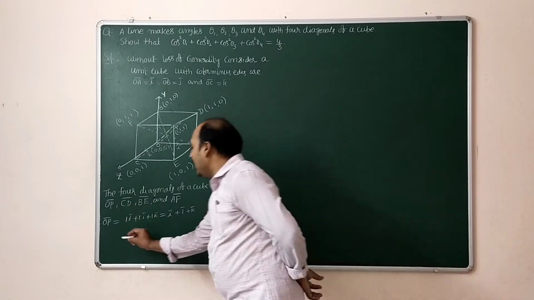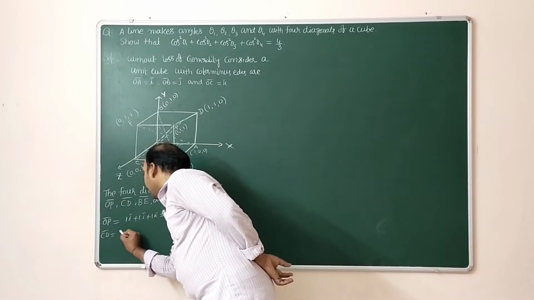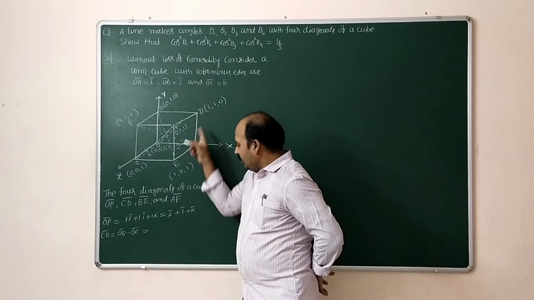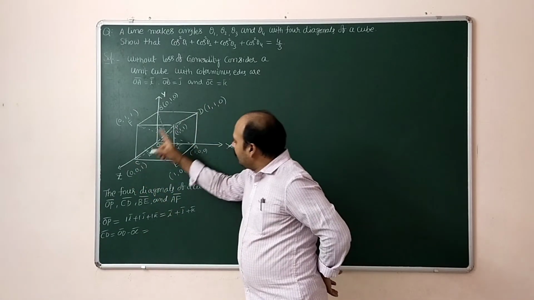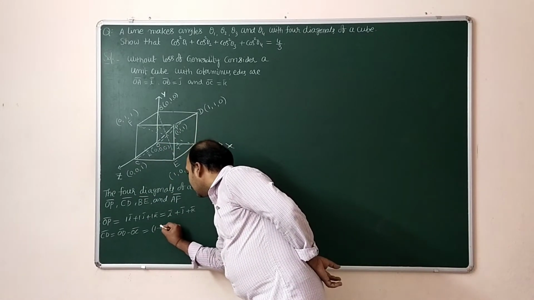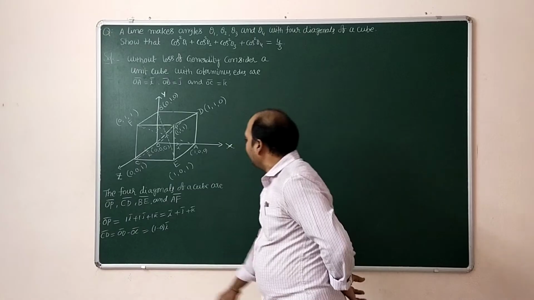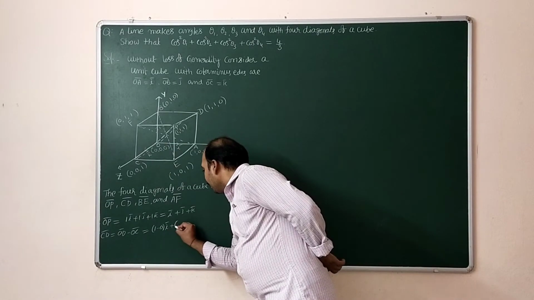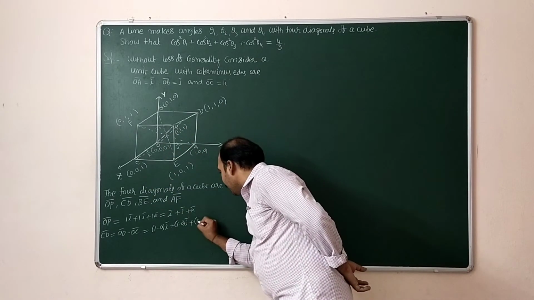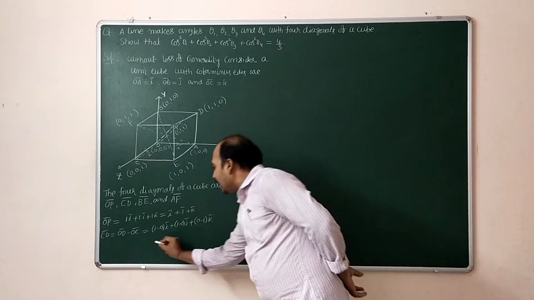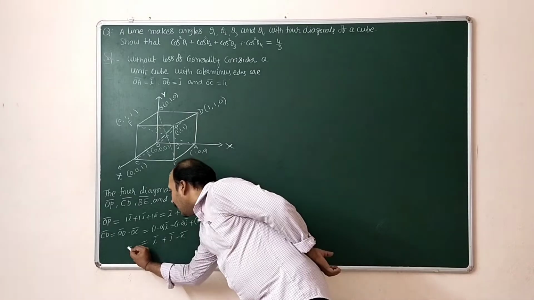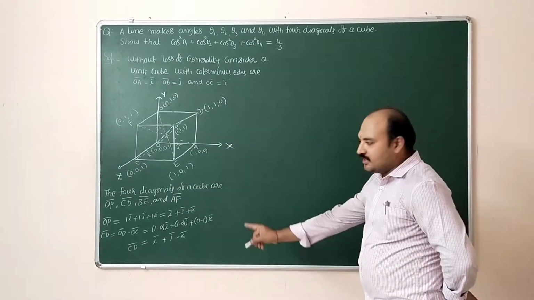Similarly, CD vector means OD minus OC. OD means B point, OC means C point. OD minus OC means (1 minus 0) into I, (1 minus 0) into J plus (0 minus 1) into K. So we can write it as I plus J minus K. This is about the CD vector.